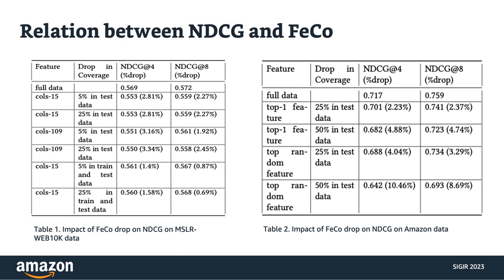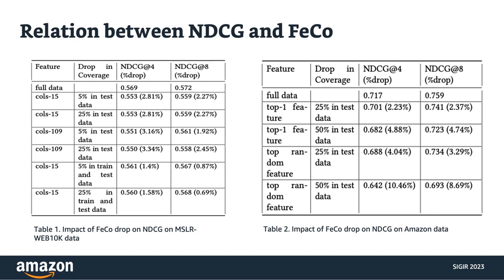We also altered the FICO score of the column 15 feature in the training as well as test dataset by 5% and observed the IndiCG at 4 to drop by 1.4% and IndiCG at 8 to drop by 0.87%. On further changing the FICO score by 25%, we observed the IndiCG at 4 to drop by 1.58% and IndiCG at 8 to drop by 0.69%.